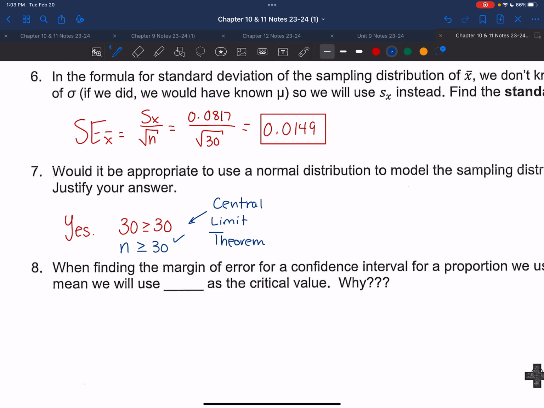It doesn't really matter if your population is skewed, okay? If your sample is 30 or larger, then typically your distribution is going to show a normal distribution. So this is going to be condition number 3. Okay, this is our normal/large counts condition.